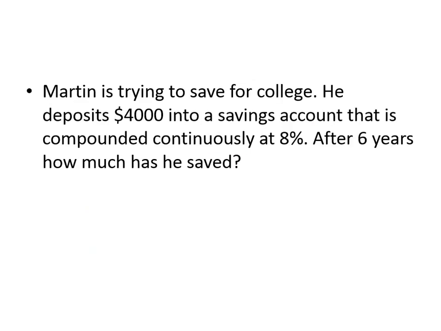Okay, Martin is trying to save for college. He deposits $4,000 into a savings account that is compounded continuously. So again, we're going to use PERT at 8% after 6 years. How much does he have saved? So, what is our P? What's the principal amount? It's $4,000. That's how much he originally deposited. Our rate is 8%, so it's 0.08. And our T, or the number of years, would be 6 years.